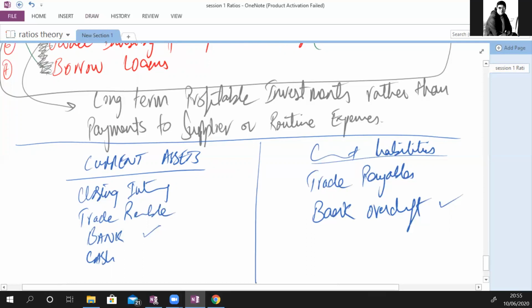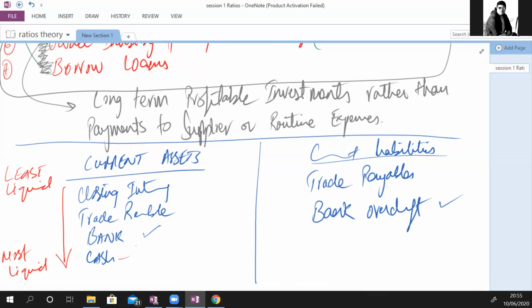Now, you know why do we rank them in such an order? From least liquid asset to the most liquid asset. Cash, I call cash as the most liquid asset. Why do I do that? Because, you know, if you have cash, you can convert cash into anything you would like.